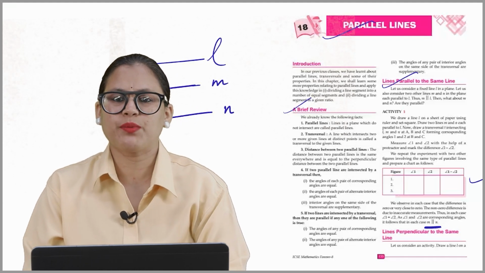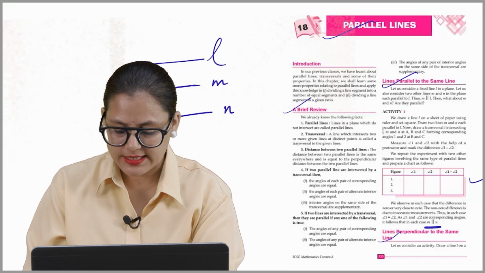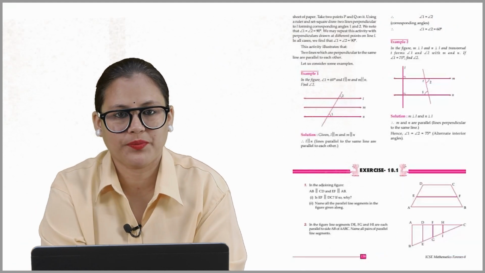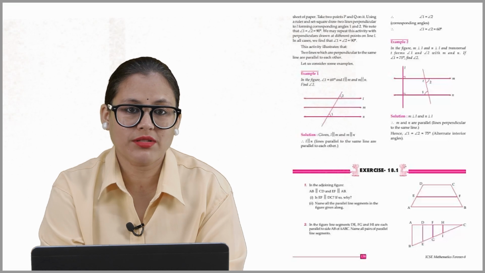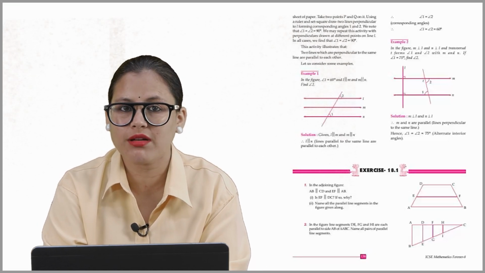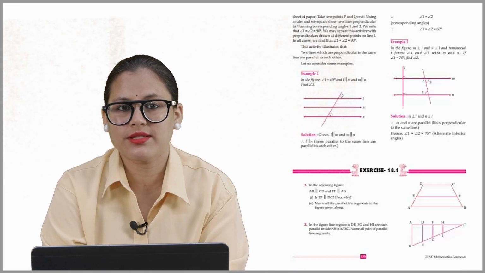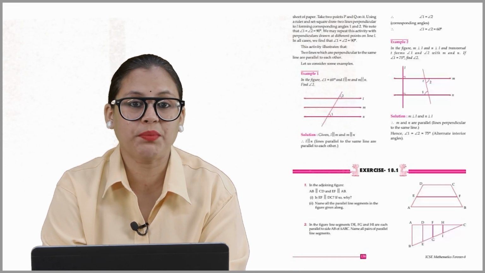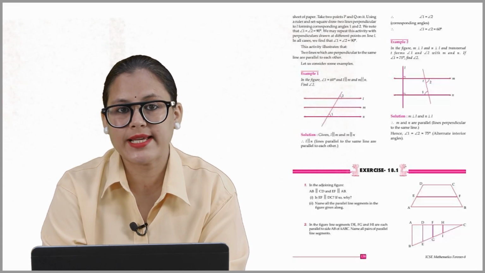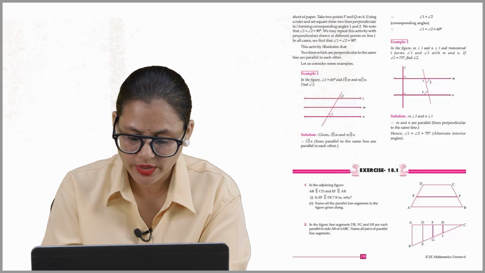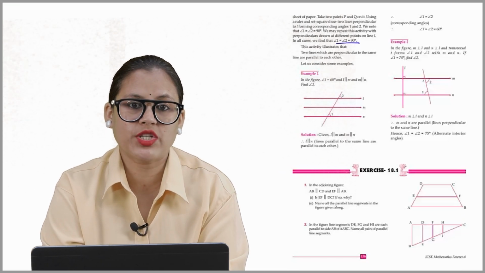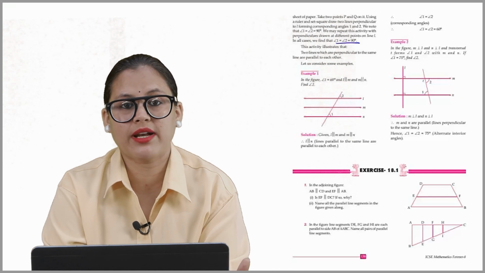Next, lines perpendicular to the same line. Let us consider an activity. Draw a line L on a sheet of paper. Take 2 points P and Q on it. Using a ruler and set square, draw two lines perpendicular to L forming corresponding angles 1 and 2. We note that angle 1 is equal to angle 2 is equal to 90 degrees. We may repeat this activity with perpendiculars drawn at a different point on line L. In all cases, we find that angle 1 is equal to angle 2 is equal to 90 degrees. This activity illustrates that two lines which are perpendicular to the same line are parallel to each other.